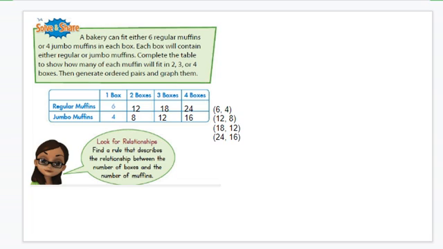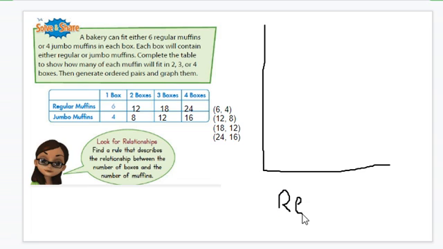So in order to graph this, drawing is going to be beautiful, I'm sure. I'm going to draw my coordinate grid. The bottom is going to be the regular muffins, reg, and the side is going to be jumbo.